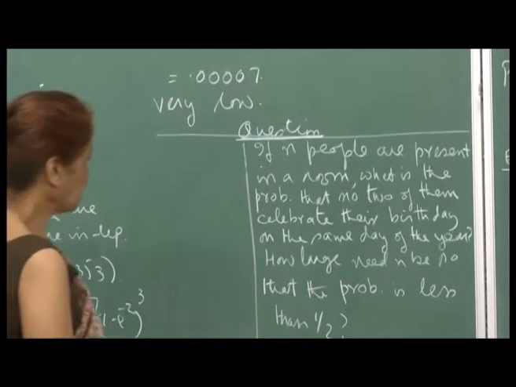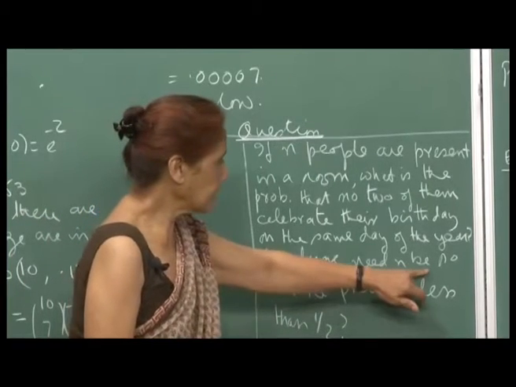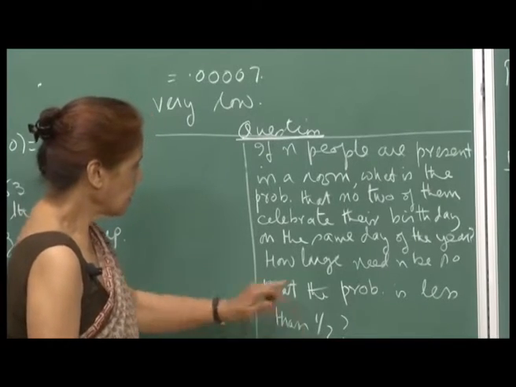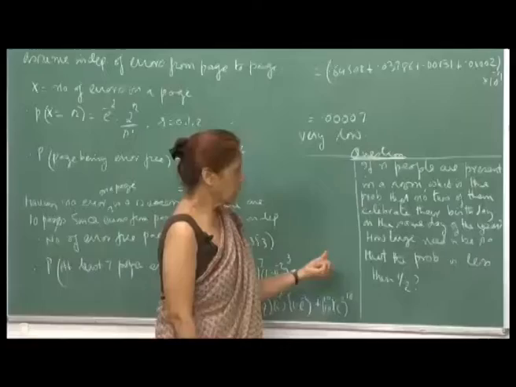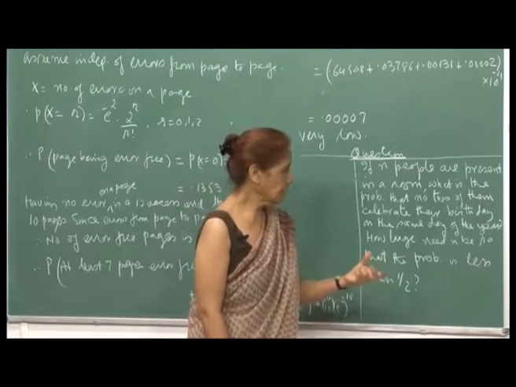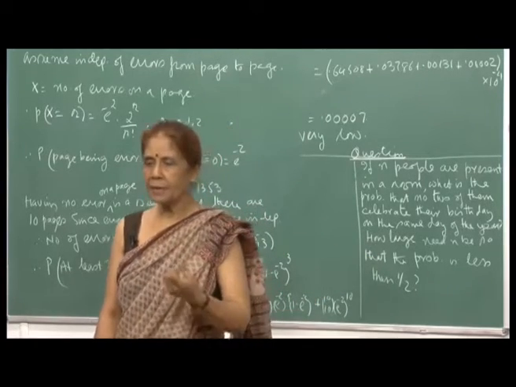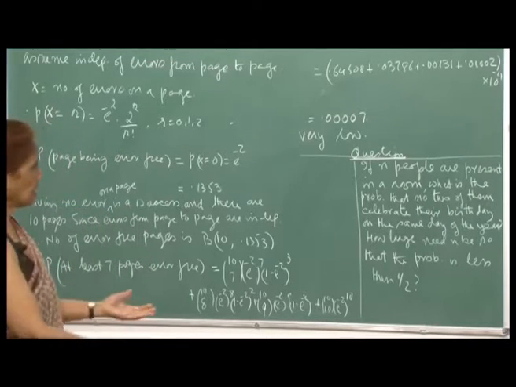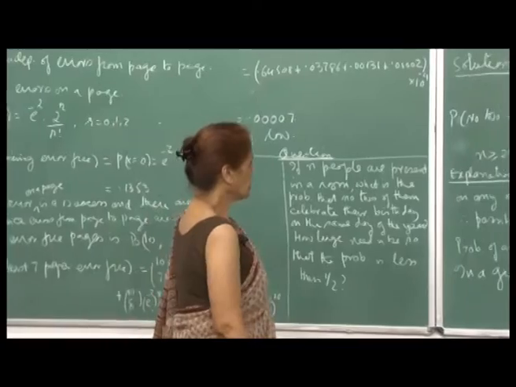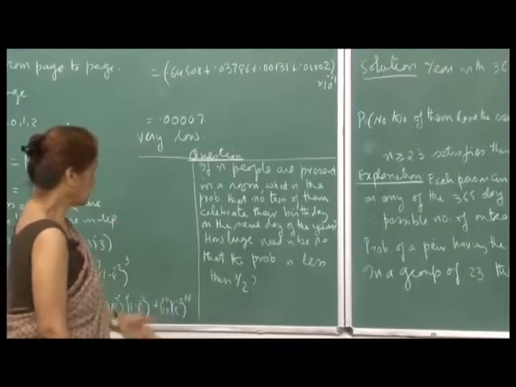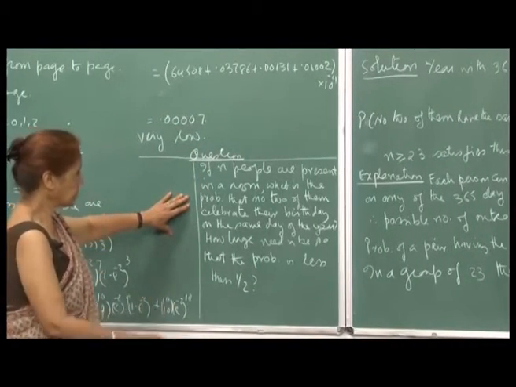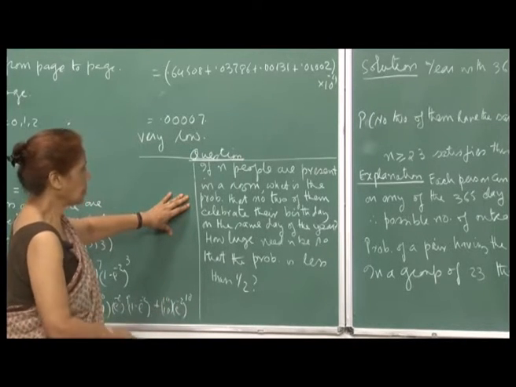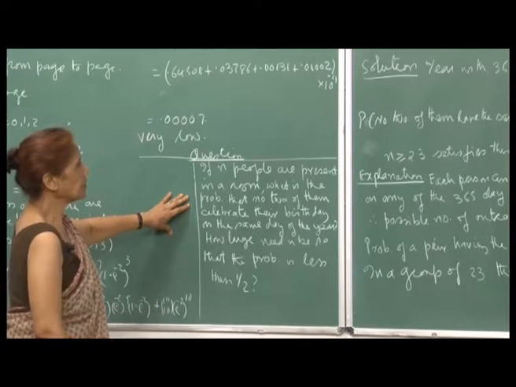And then we want to ask the question, how large need n be so that the probability is less than half? That means, how many people should be there in a room so that the probability of any 2 of them having the same birthday is less than half. We want to first look at this question, and then I will take you to how I approximate this situation and give you the answer through Poisson, and then again show you the connection between the two.